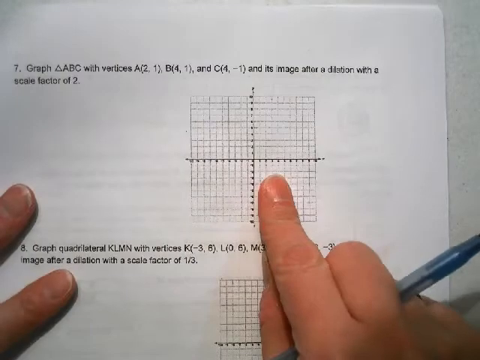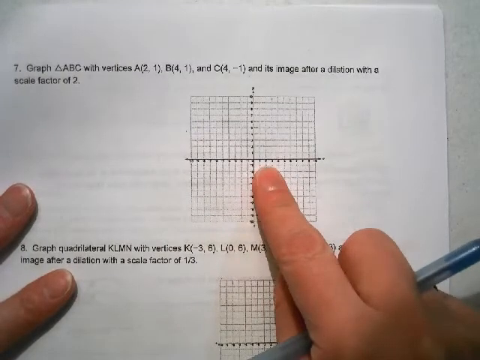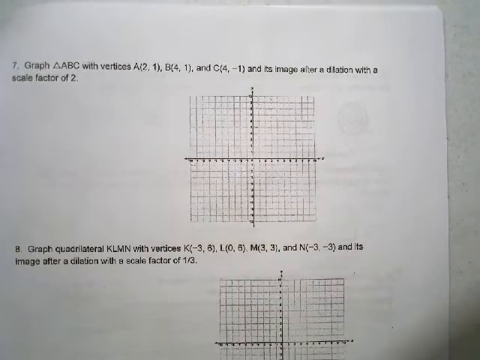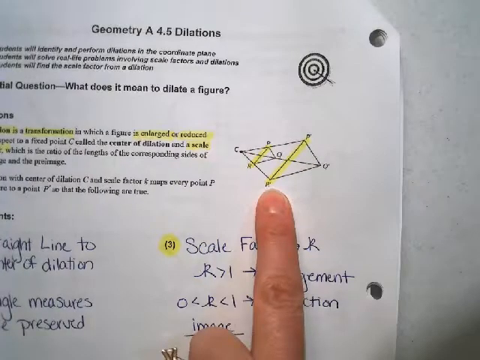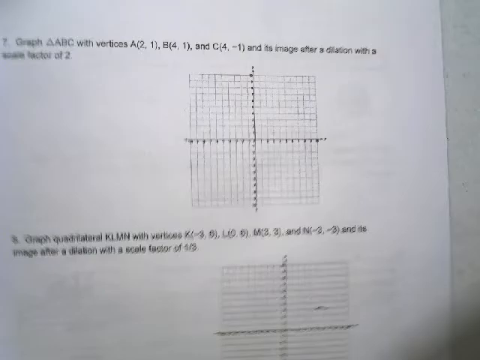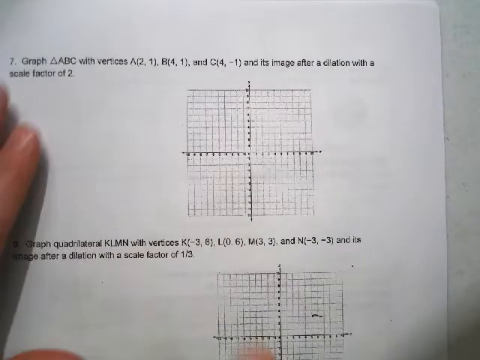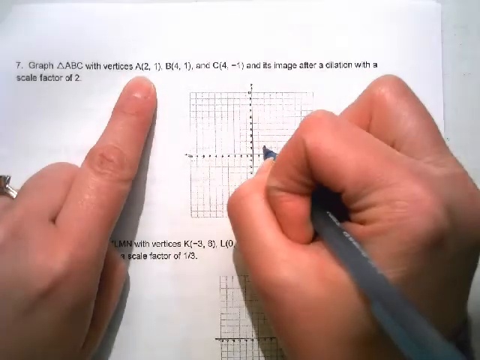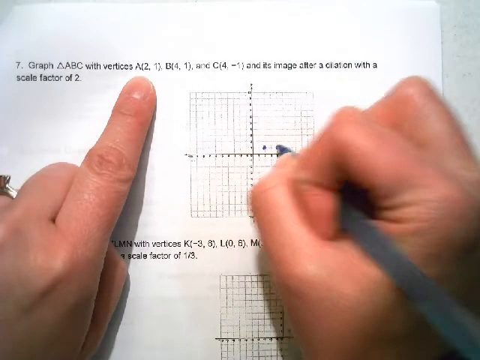If you turn to the next page, you're going to be drawing some of these, but if you notice, they're on the graph. So our center is always going to be at the origin. Like I say, if it was not on a graph, if it looked like the one over here, we would need to know where the center is to be able to start it. So on number 7, go ahead and graph this triangle.